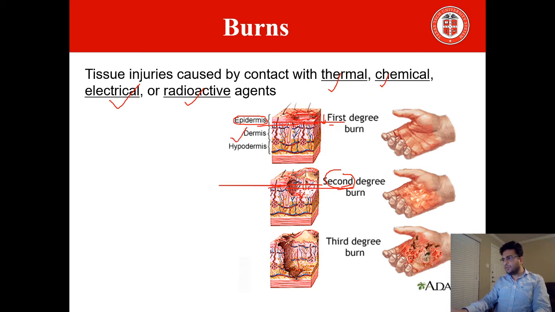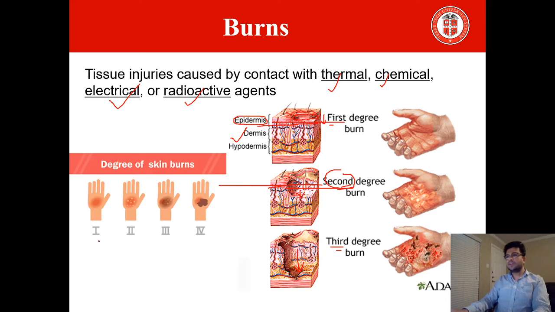And if it goes deeper than the dermis, then it's termed as the third degree burns. And you can see these are some of the examples. Some people consider 4th-degree burns as well. If it goes more deep, it involves muscle and it can go deeper into the bones as well. So depending upon the depth of the damage caused by the burns, they are divided into 1st degree, 2nd degree, 3rd degree, and sometimes 4th degree.